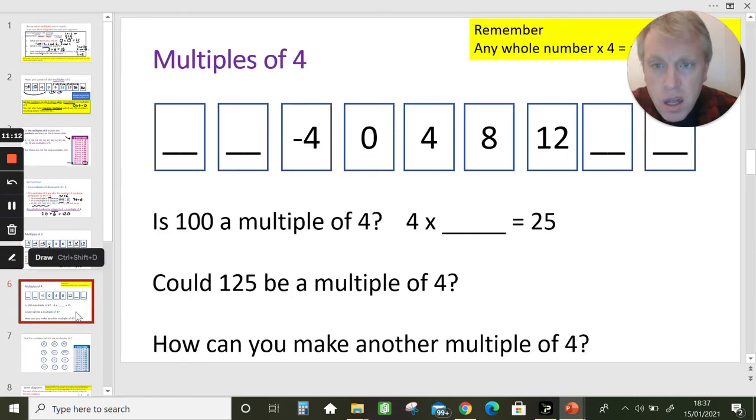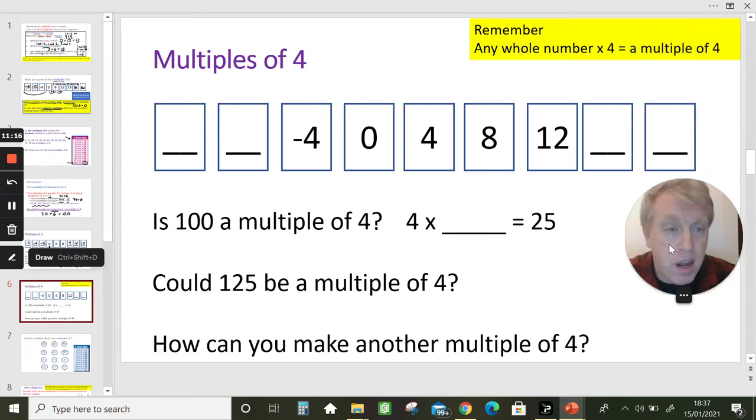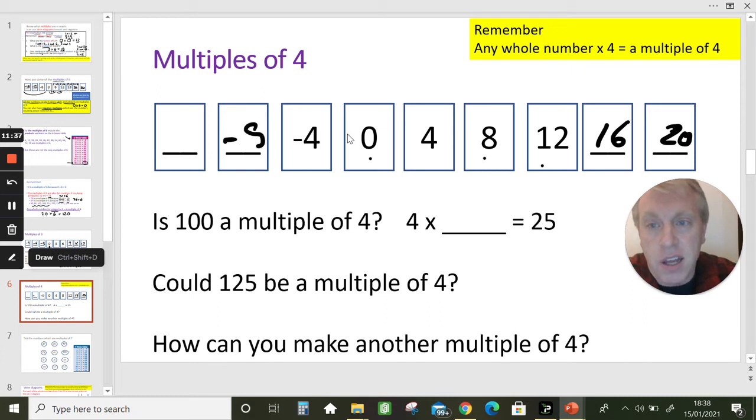Okay. Have a go at these questions. Remembering now we're talking the multiples of 4. Give it a go. Pause the video. Okay, so it's the same thing again, isn't it? We're saying 0, 4, 8, 12. It's the 4 times table. 16, 20. The negative ones that people often forget.